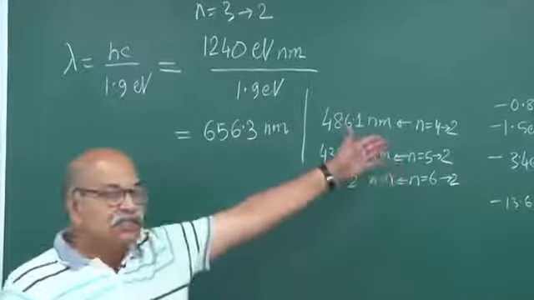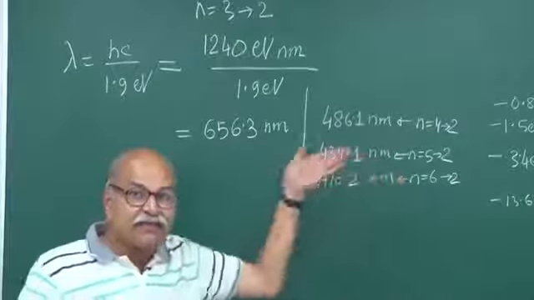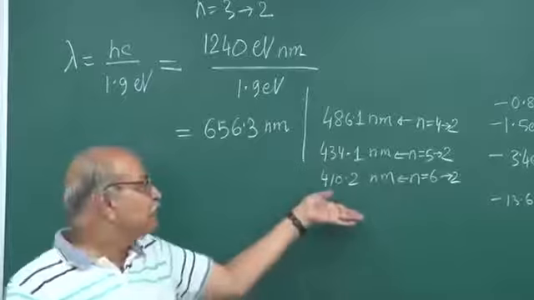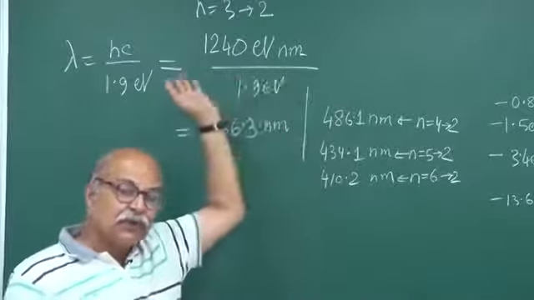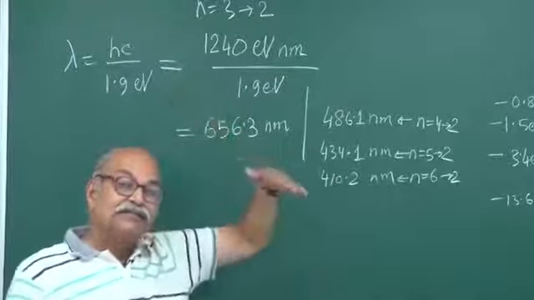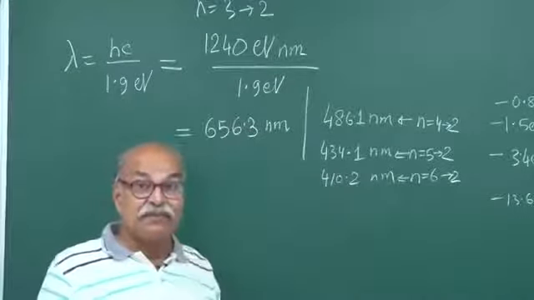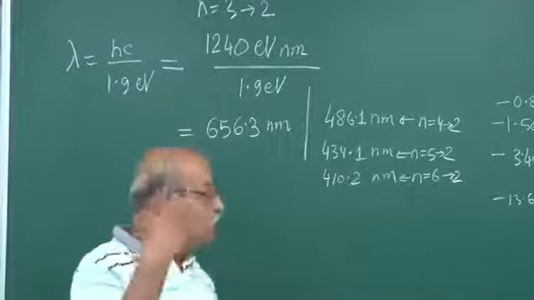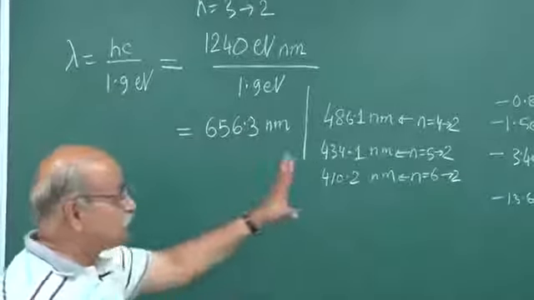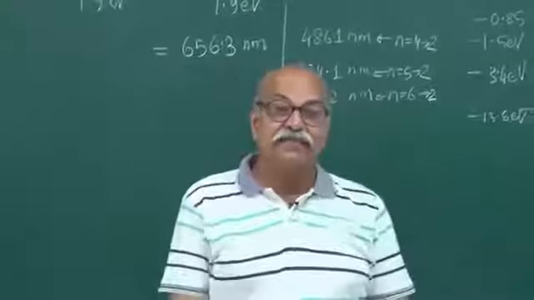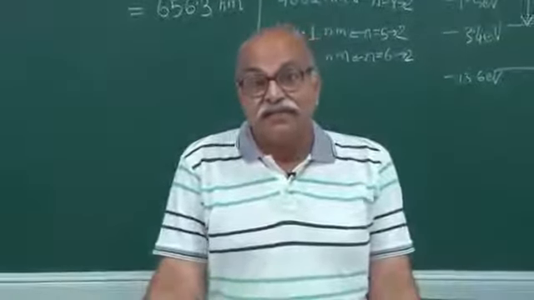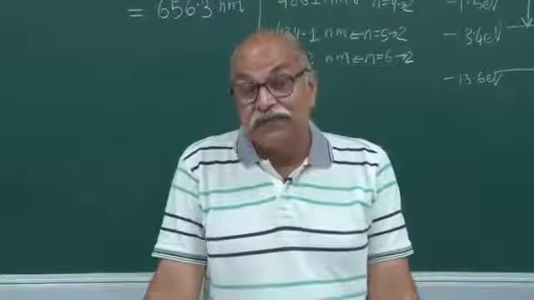So transitions ending at n equal to 2, originating from n equal to 3, 4, 5, 6 give you all those 4 wavelengths which were experimentally seen long ago. So that is how it works. So it is very successful in terms of explaining these wavelengths, and it introduced so many quantum ideas.